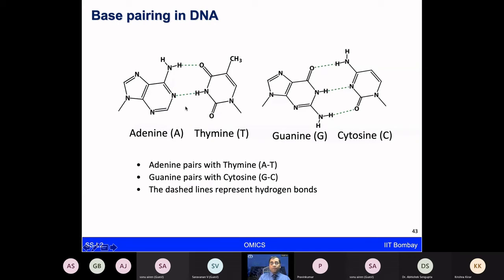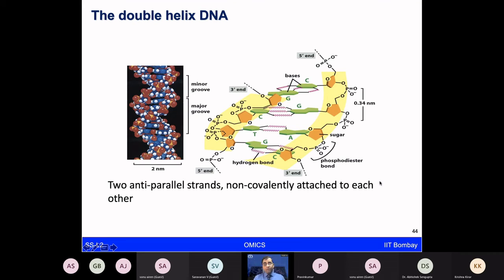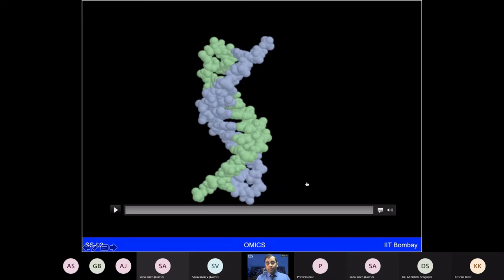Again, to give you a slightly more detailed view of base pairing in DNA, adenine and thymine are joined with two hydrogen bonds. Guanine and cytosine are joined with three hydrogen bonds. And we are seeing here two anti-parallel strands, which means the strands run in the 5' to 3' and 3' to 5' directions. That is what constitutes the DNA molecule.